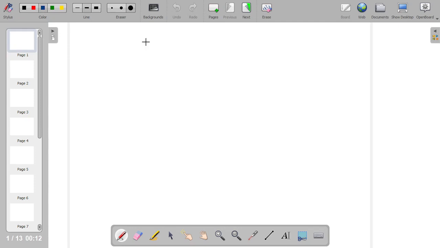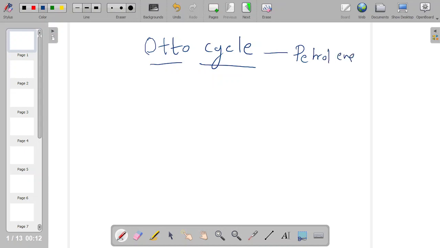Welcome, dear students. So today we are going to derive the air standard efficiency of Otto cycle. So this Otto cycle is the working cycle of petrol engine. Already in the introduction section we have discussed what are the different assumptions of air standard cycle, etc.